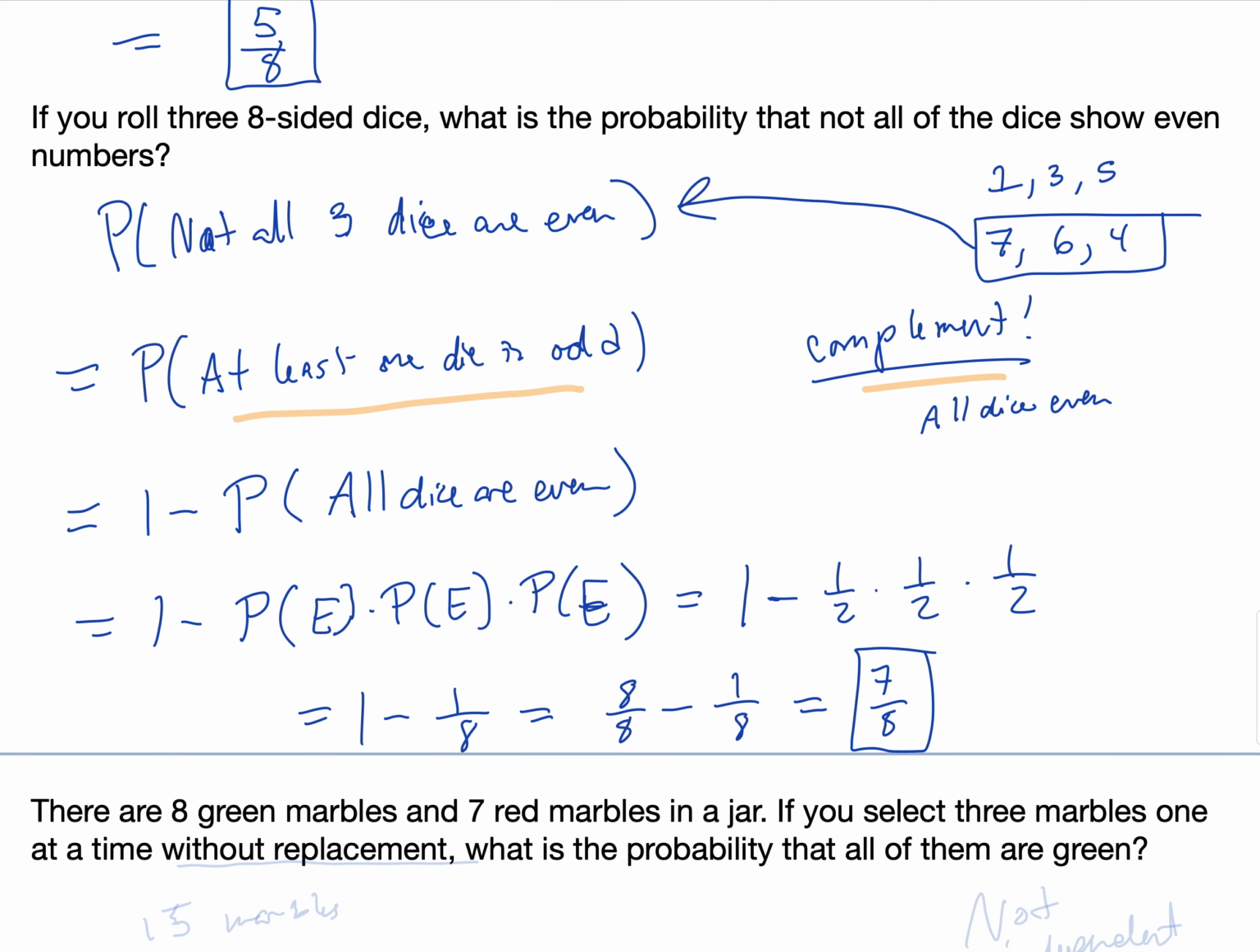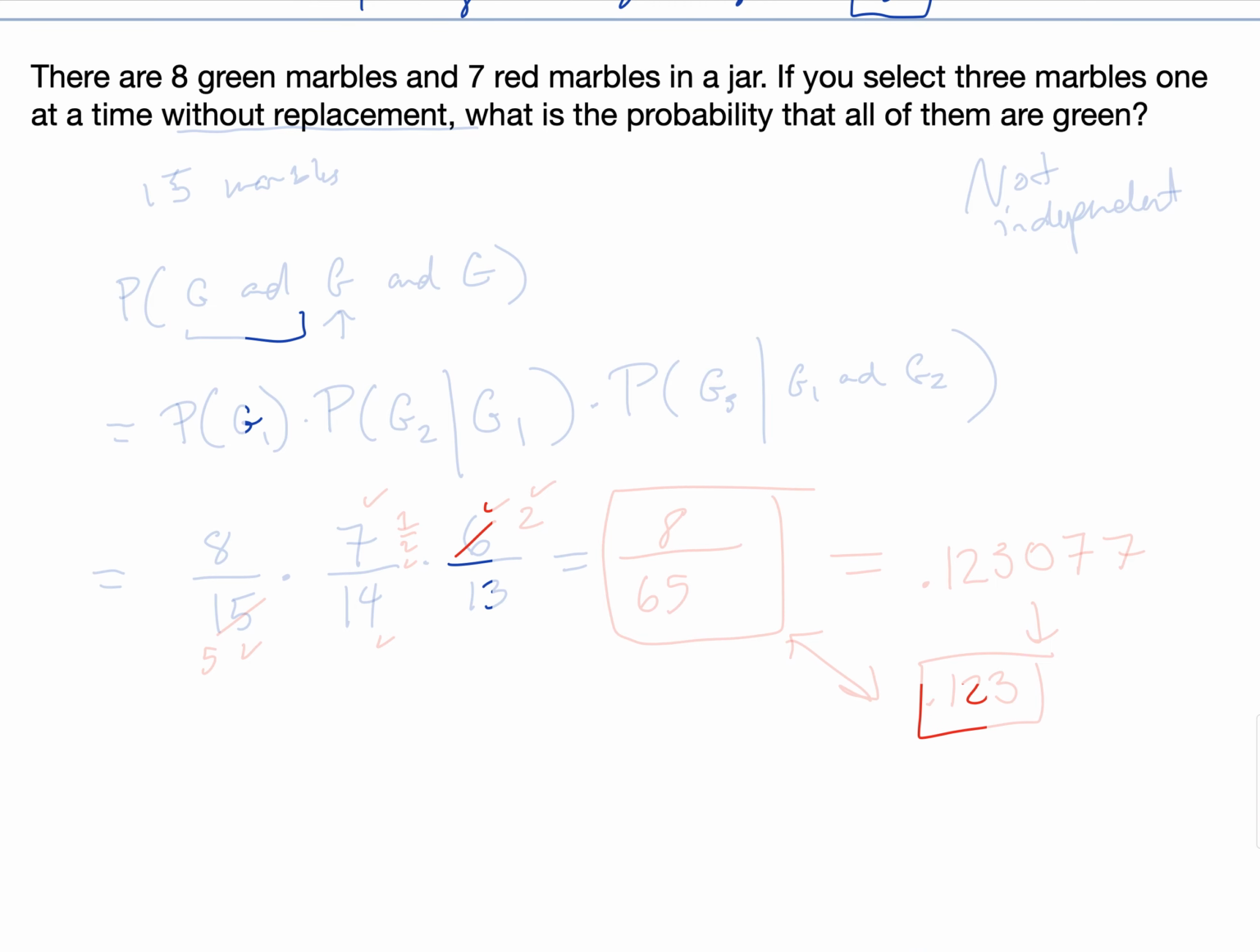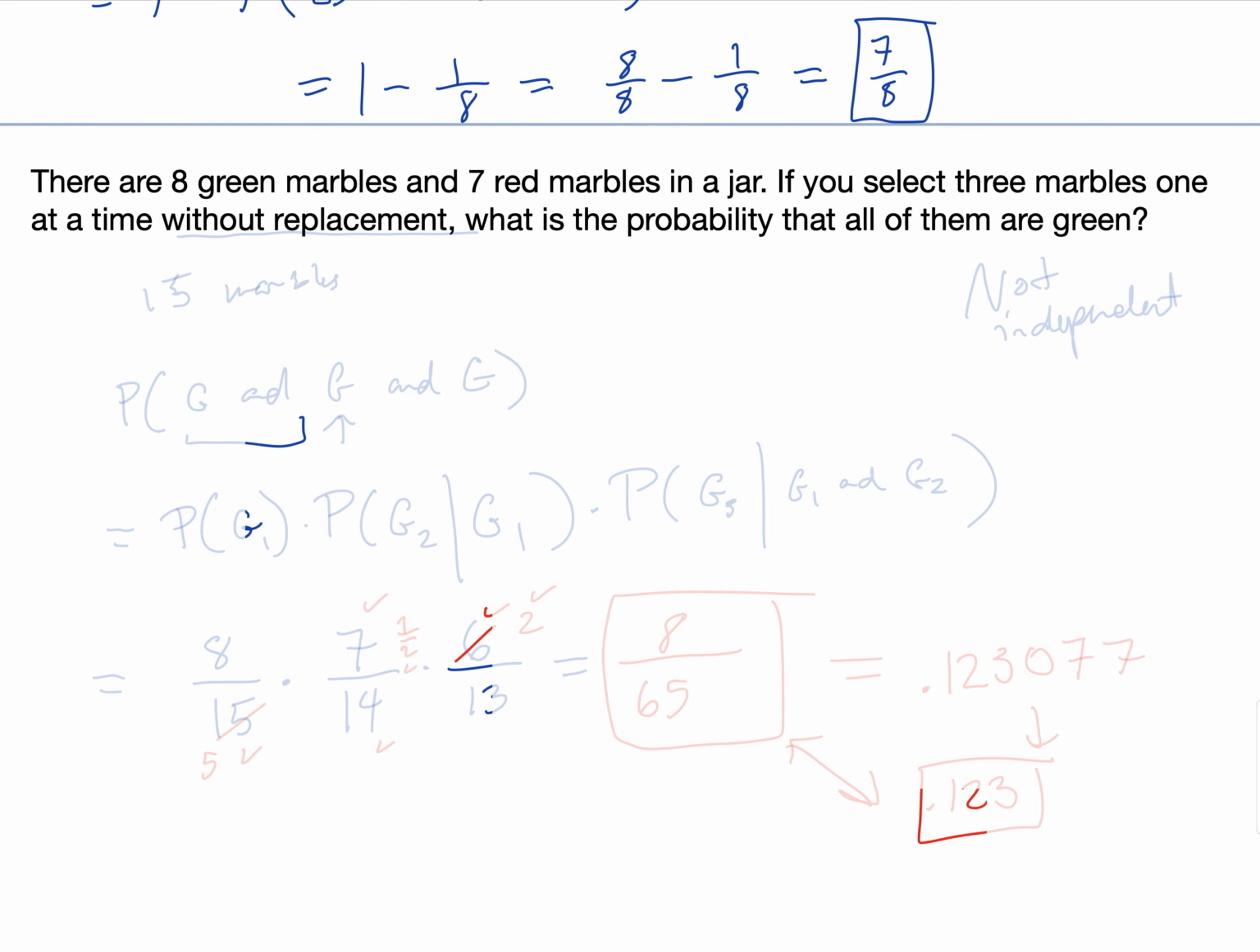Lastly, there are 8 green marbles and 7 red marbles in a jar. If you select 3 marbles one at a time without replacement, what is the probability that all of them are green? So we've got 15 marbles altogether. So this is the probability of green and green and green.